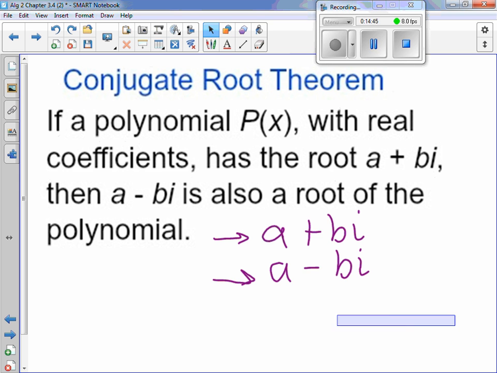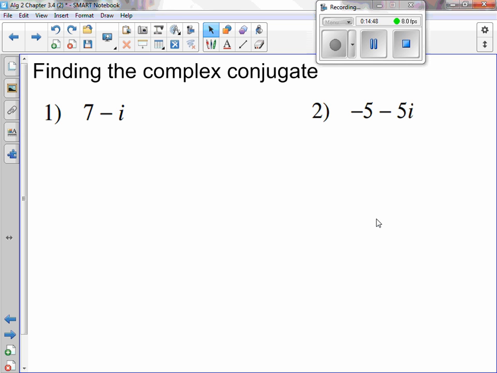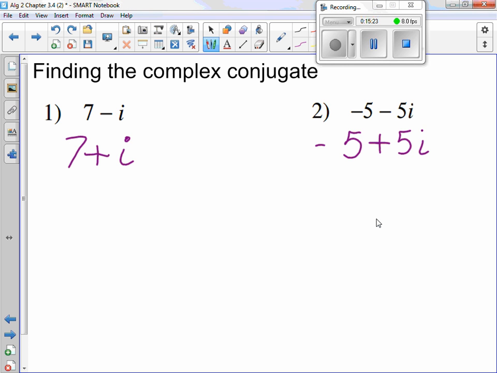So, looking at this first one here, 7 minus I, what would its conjugate be? Well, we'll have 7 and I. But what's going to change? The sign is going to be positive, because if one of them is 7 minus I, its conjugate is 7 plus I. Let's look at the other one. Negative 5 minus 5i. Well, its conjugate would be negative 5, what? Plus 5i. So conjugates aren't too bad.